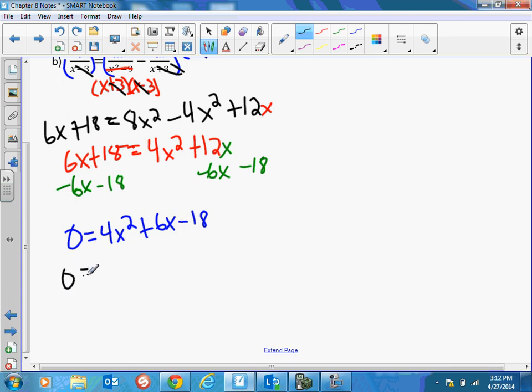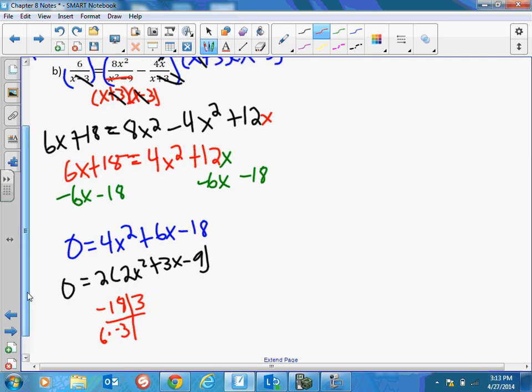Well, they have 2. So we factor out a 2, and we end up with 2x squared plus 3x minus 9. Okay. Now, there's a number in front of the x squared, so we have to do the AC method. So factors of negative 18 that add up to 3 would be 6 and negative 3. 6 times negative 3 equals negative 18. 6 plus negative 3 equals positive 3. So that works.